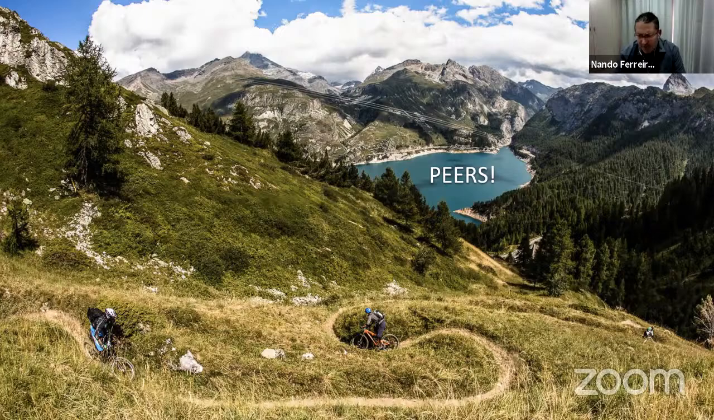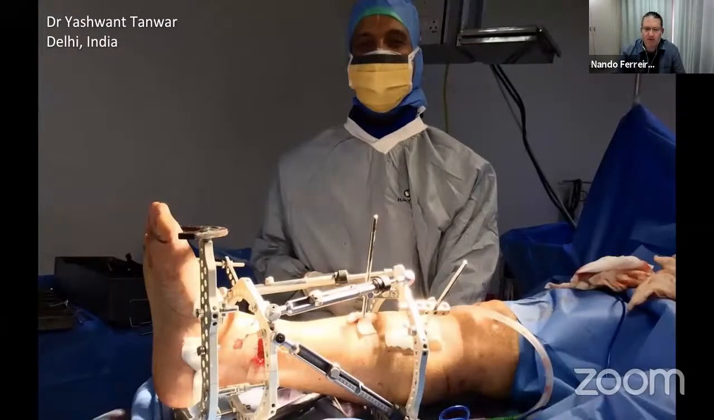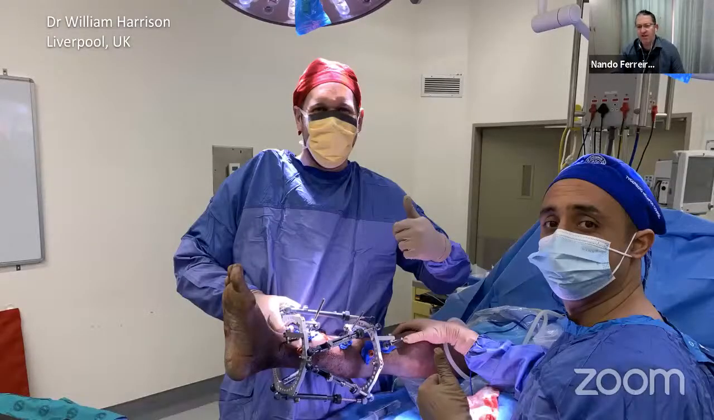So the things that I think are important in fellowships, number one is skills transfer. And that is both in terms of clinical ability, clinical skills, surgical prowess, but probably more importantly in critical thinking and algorithmic decision making. So that is vitally important. Sorry, I skipped one there. So skills transfer. So this is again one of my surgeons and one of my fellows, and he's applying a frame. And those are the type of clinical skills to transfer.